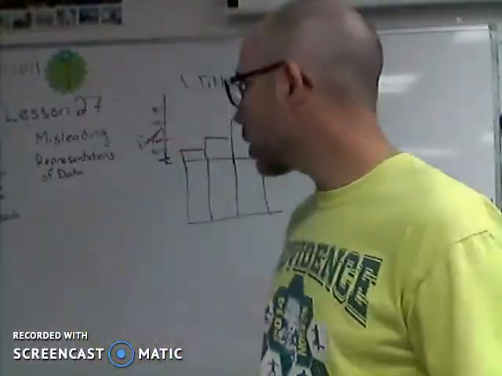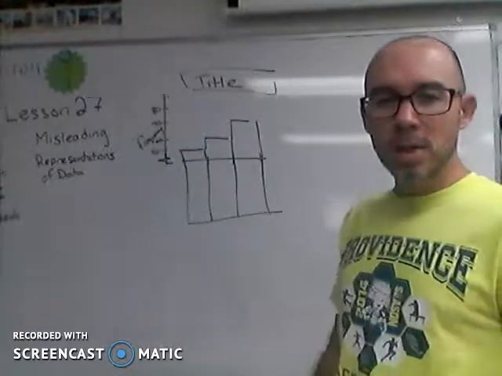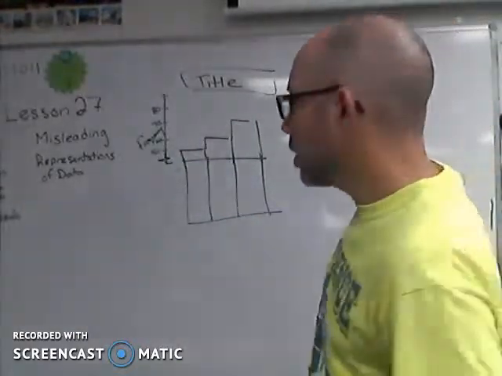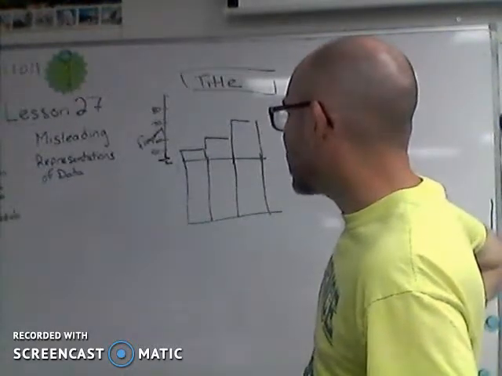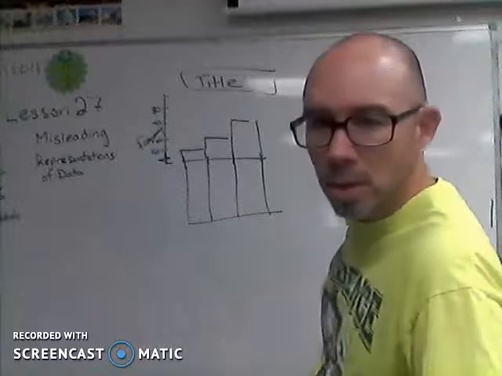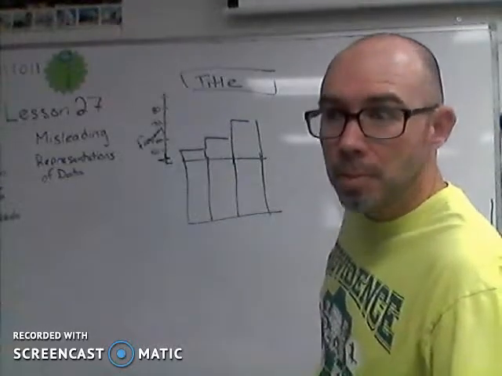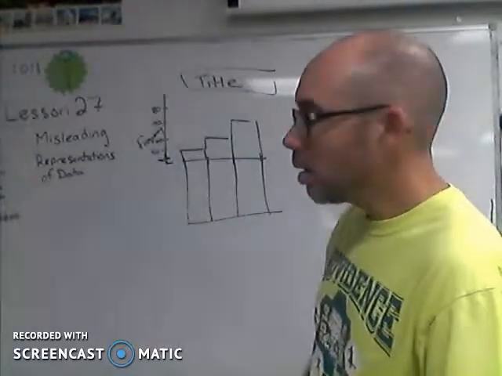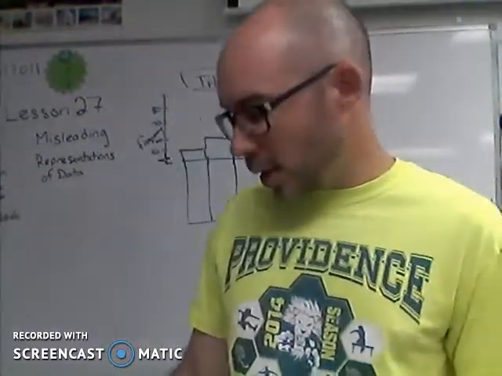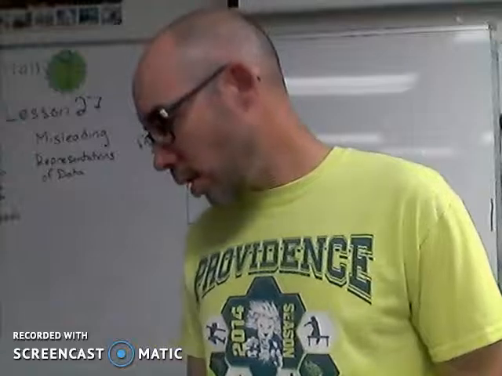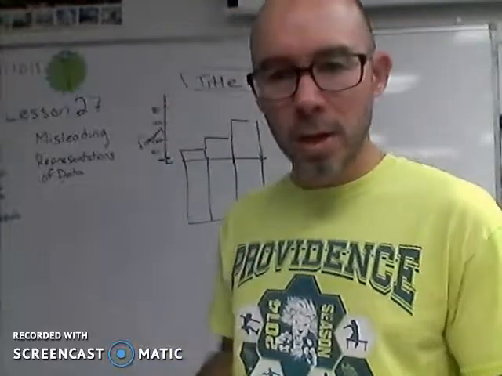So there's that kind of thing. Does it start at 0? Broken axis? Could be misleading. Does it make the differences look too big, or sometimes does it minimize the differences that are there? That could be another problem. And then definitely observing the categories or the labels on things.